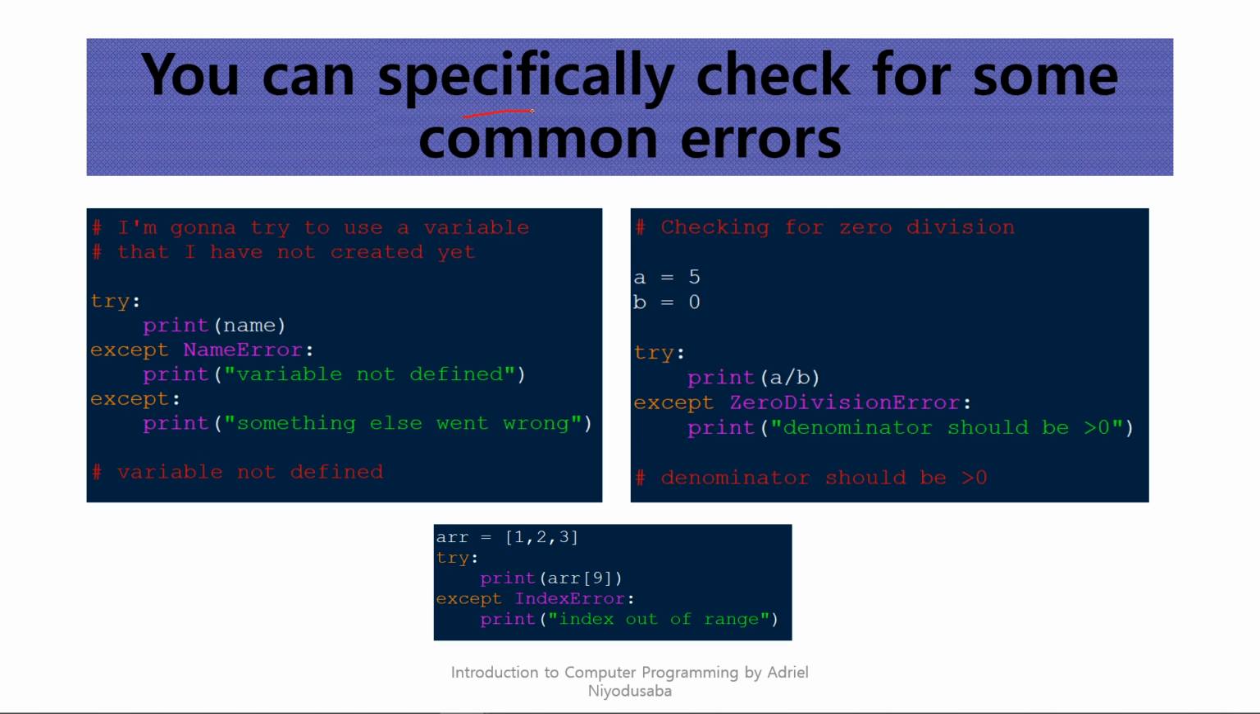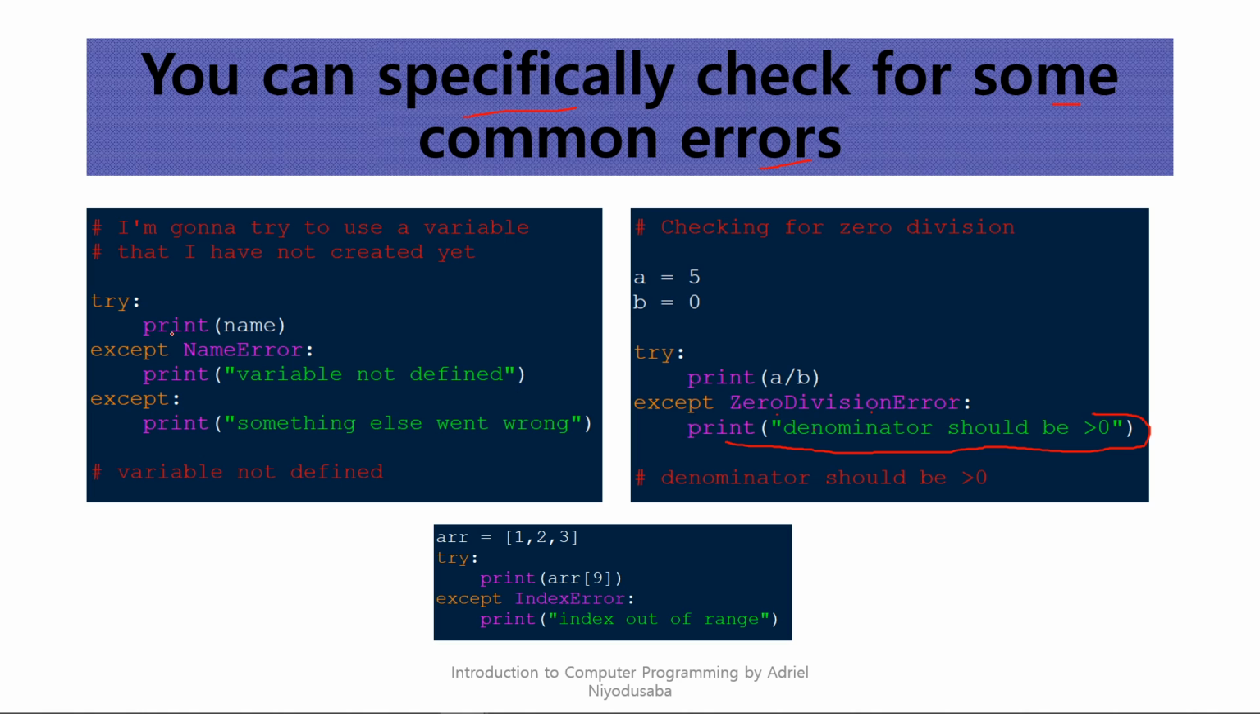Now you can specifically check for some common errors, like the name error, which is where you are trying to use a variable which you have not declared, or the zero division error, which is the one we saw. So when you specify the type of error, this message will be displayed only if we have that error. So if b is 0, we will get this message. But if there is any other type of error, this except block will not handle it. The program will not do anything.